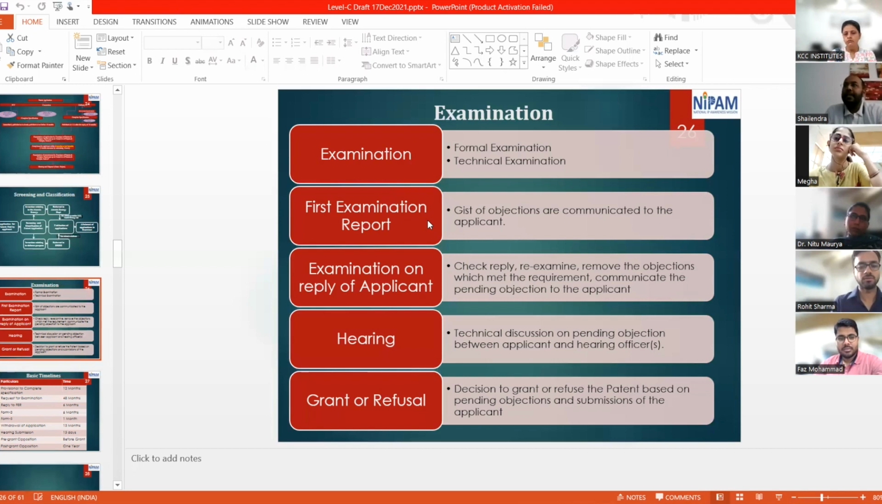Now third is the industrial applicability. We need to understand this, like I talk about one case study that I did in the past. One person filed an application related to mosquito net. Machhardani, you must have heard. Mosquito net, you must have used it in your home.